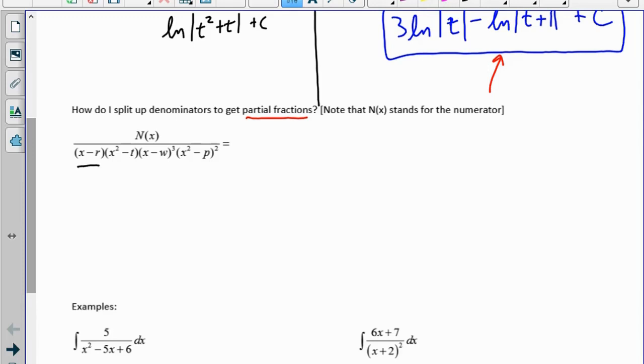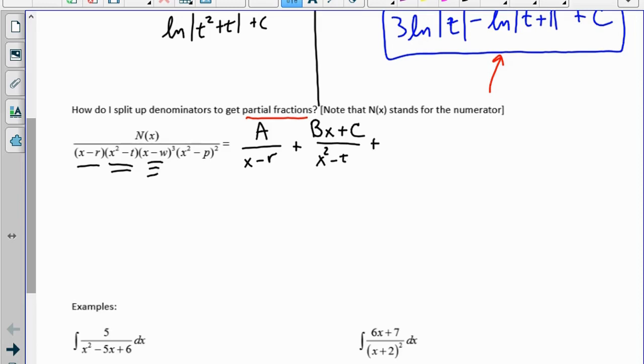So notice I have a linear factor, x minus r. If I have a linear factor, I always put just some constant in the numerator over whatever that is. So x minus r in the denominator. If I have a quadratic factor, I'm going to put a linear term in the numerator. So in this case, bx plus c over x squared minus t.